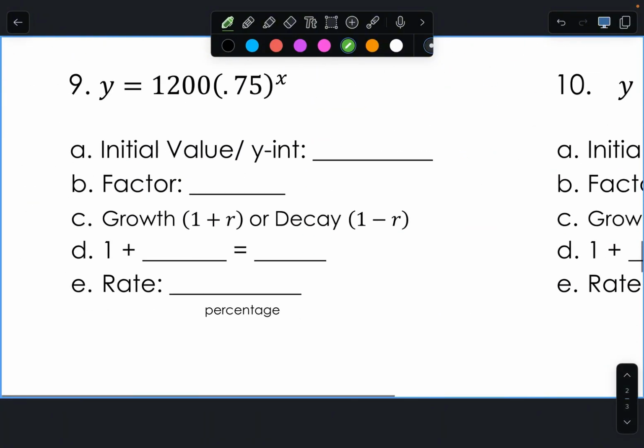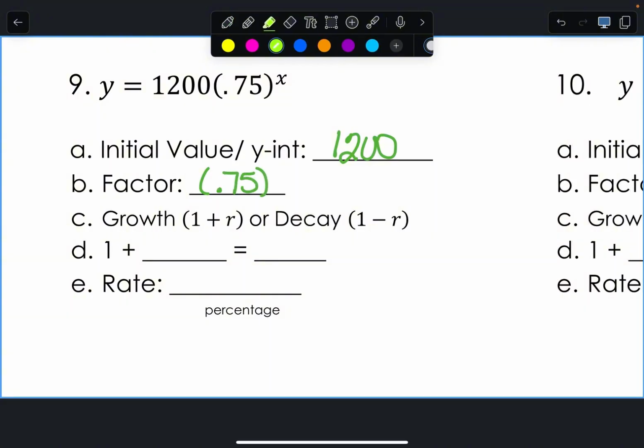Number 9. What's your initial value? 1,200. What's the factor? 0.75. I'm telling you right now, the test questions over this will tell you the rate is 75% because they know you're going to see that decimal form and think automatically that it's decreasing by 0.75. Always do the math. Don't rush problems like this because they're not that difficult.